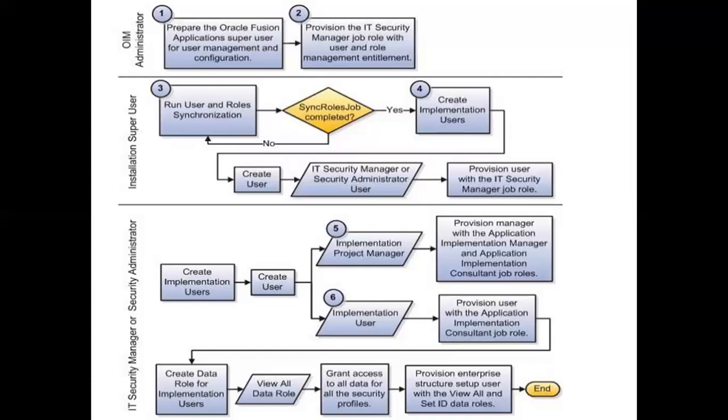Suppose a super user creates one or more implementation users by performing the create implementation user task. As an alternative to provisioning an implementation user with the application implementation consultant role to access all enterprise structures, you may need implementation users with access restricted to enterprise structures for specific products. In this case, we use the create data roles for implementation user task to create a data role based on a job role with less broad access.